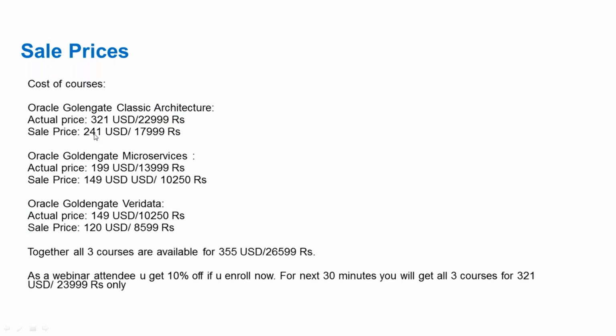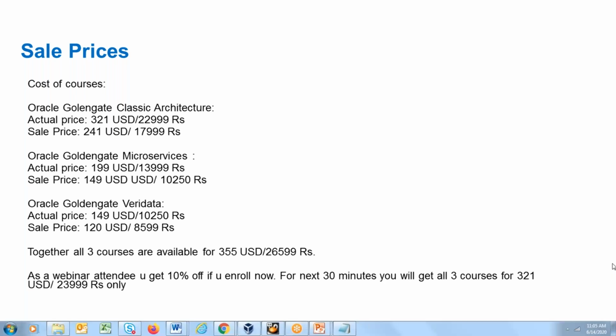So classic architecture is 241 USD. Microservices is 149 USD, and Veridata under sale is available for 120 USD. And together, all three courses until the 18th of June are available for 355 USD or 26,599 rupees. And as a webinar attendee, you get 10% off if you enroll now.